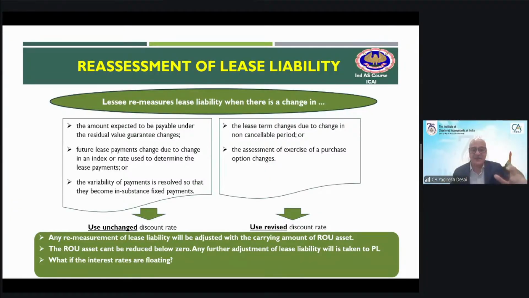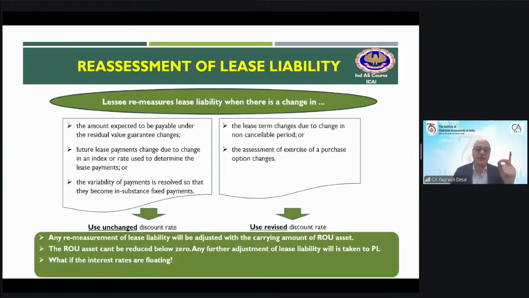That means the first case we have studied till now is when the lease rentals are linked to an index, and you remeasure the lease liability. Indexation has gone up from 200 to 220. Lease rentals have gone up by 10%. In that case, the ROU asset will go up, and the liability will go up.